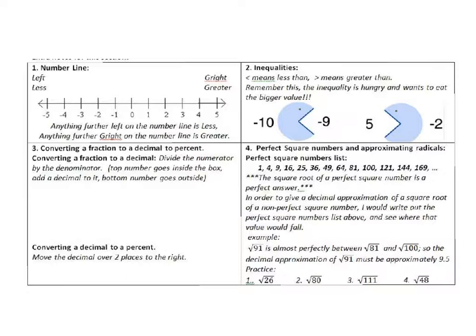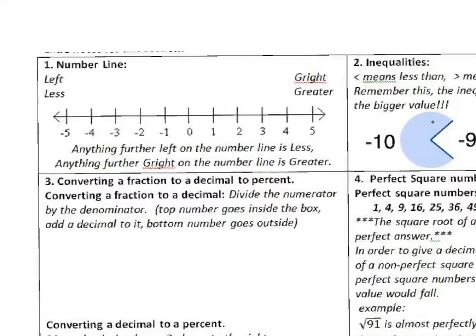One way to understand if a number is less or greater than a different number is by looking at a number line. Once you understand the number line, you will also use the less than or the greater than symbols. And after we talk about those, we're going to talk about perfect square numbers to approximate a radical or a square root. So let's go ahead and look at the number line.